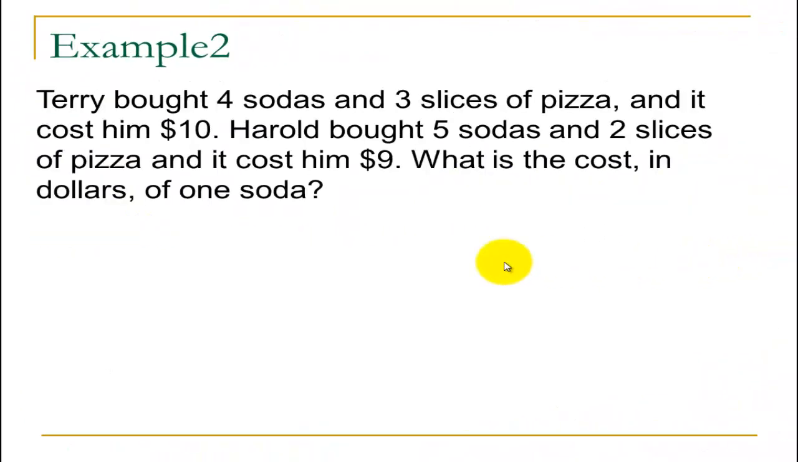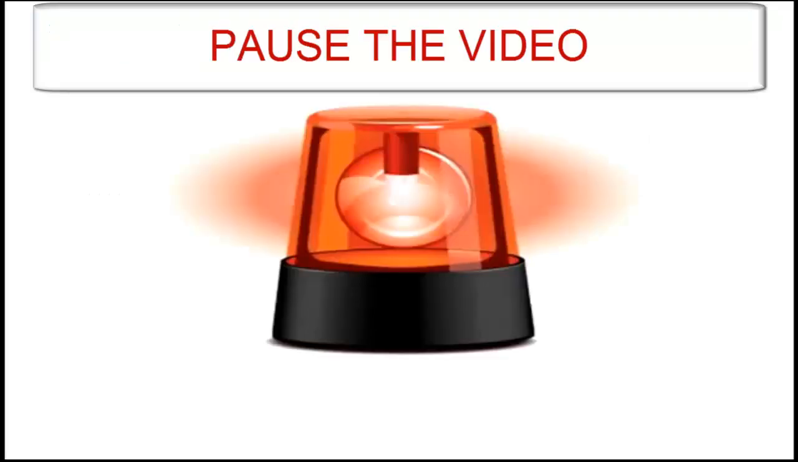Example number 2. Terry bought 4 sodas and 3 slices of pizza, and it cost him $10. Harold bought 5 sodas and 2 slices of pizza, and it cost him $9. So what is the cost in dollars of one soda? I need you to pause the video and try to set up your system. Alright, go ahead and pause it right now.